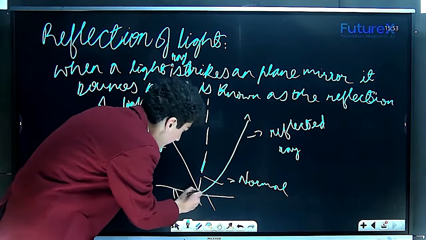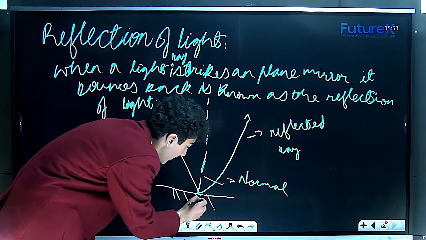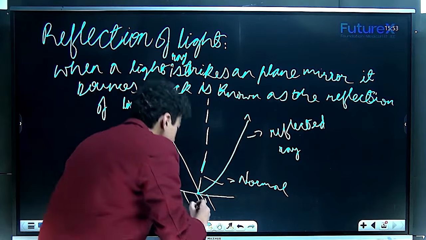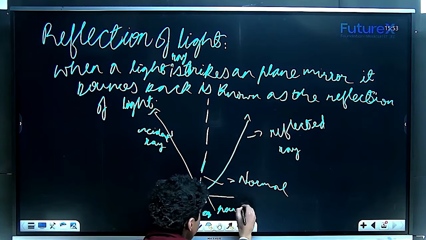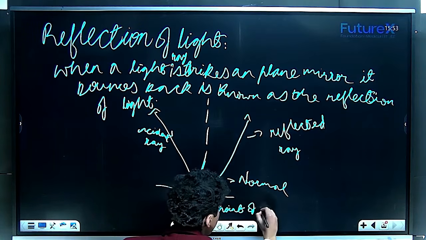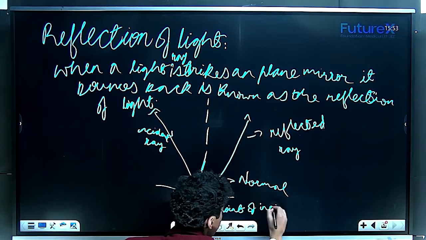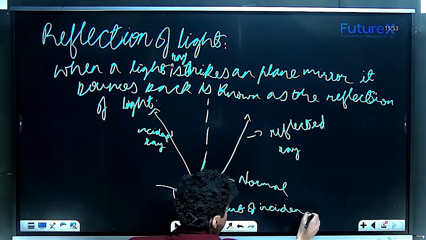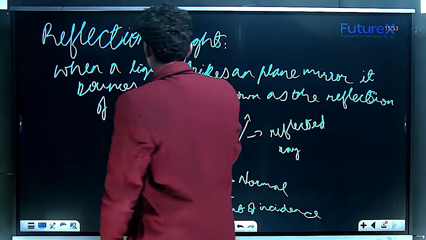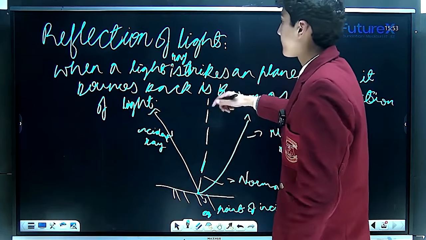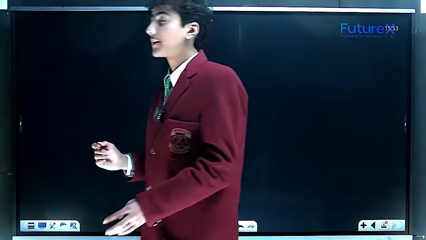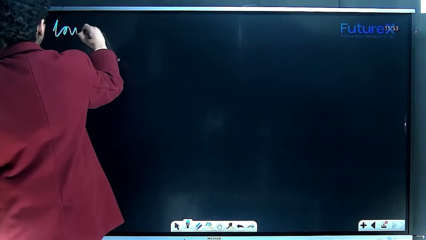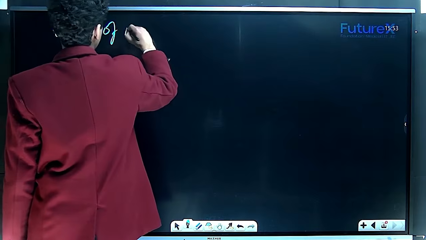The point at which the incident ray and reflected ray meet is known as the point of incidence. So this is the diagram of reflection of light. Now we move on to our next topic, that is laws of reflection.